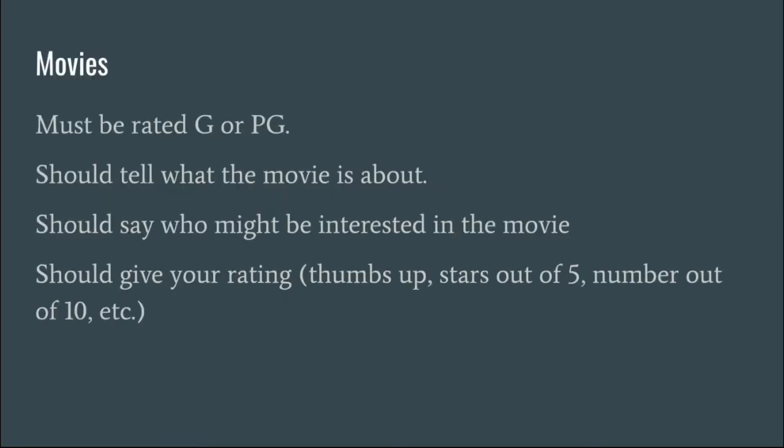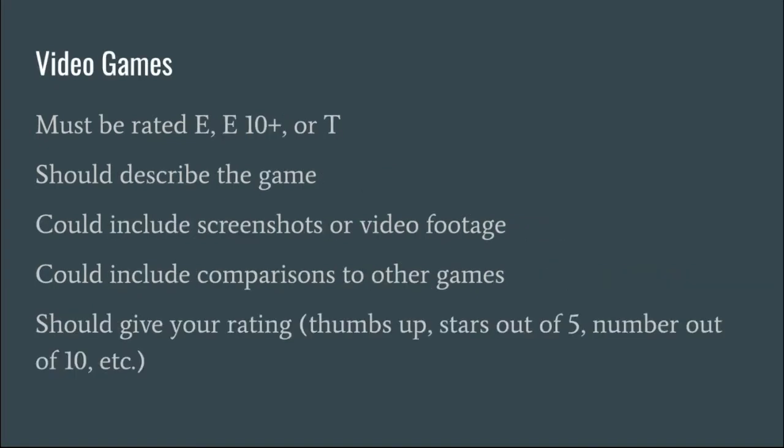For movies, the movies need to be rated G or PG. Your review should tell what the movie is about, should say who might be interested in the movie, and should give your rating. So you can go with thumbs up, how many stars out of 5, a score out of 10, whatever sort of scale works for you is great.